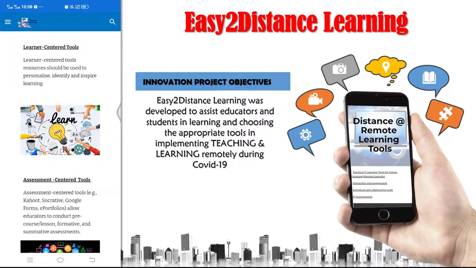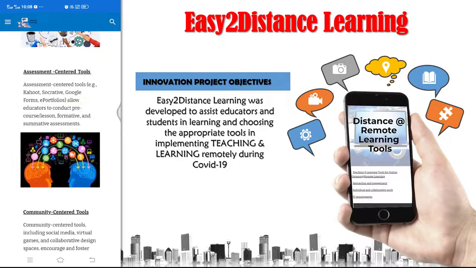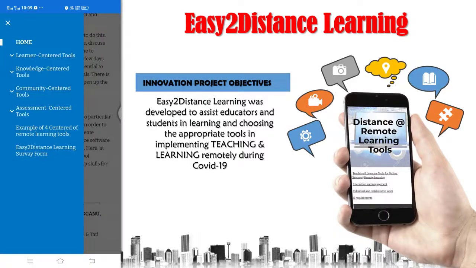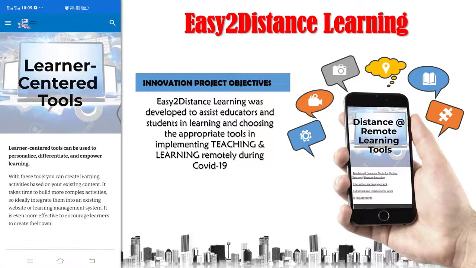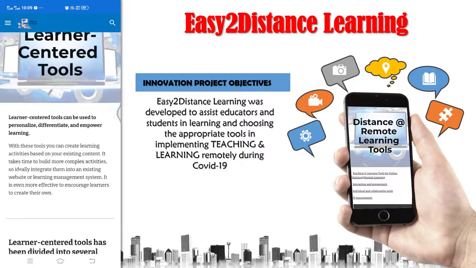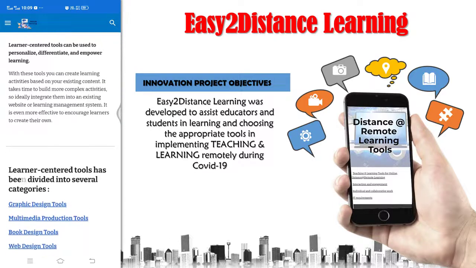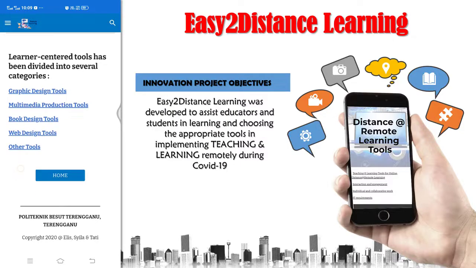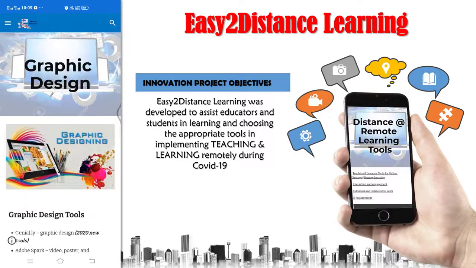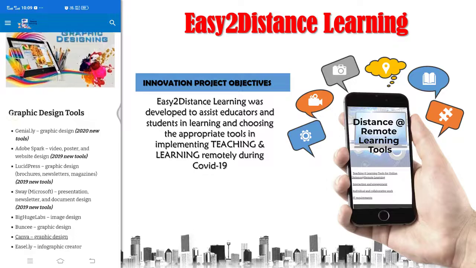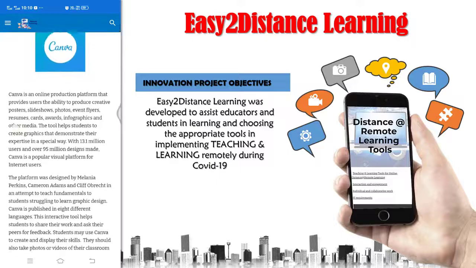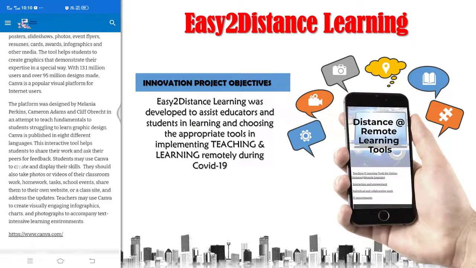Learner-centered tools are resources that should be used to personalize, identify, and inspire learning. Then assessment-centered tools, like Kahoot, Socrative, Google Forms, e-portfolios and so on, will allow educators to conduct pre-course or lesson, formative, and summative assessments. Community-centered tools, including social media, virtual games, and collaborative design spaces, encourage and foster social learning experiences, and knowledge-centered tools such as virtual timeline creators, mind mapping software, and study sites. Here is a list of some of the online resources used for various teaching and learning purposes.